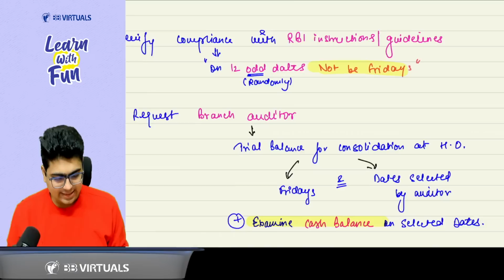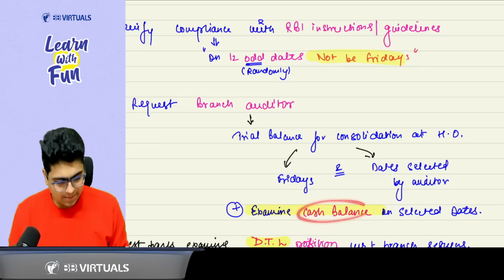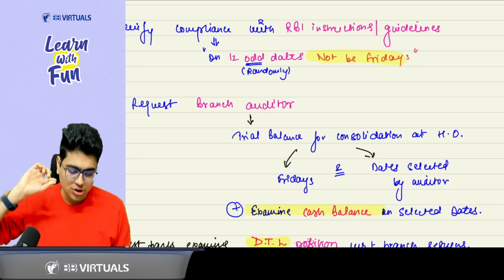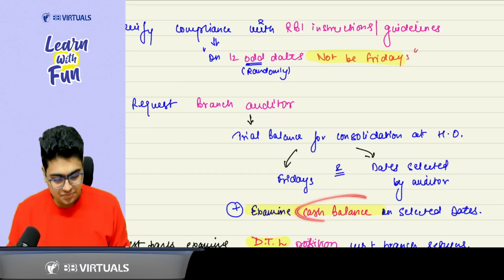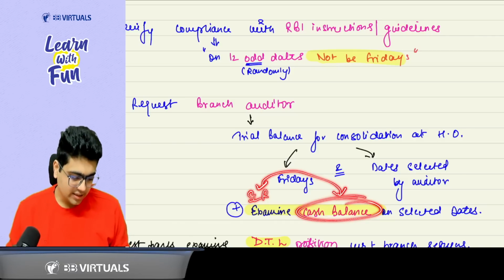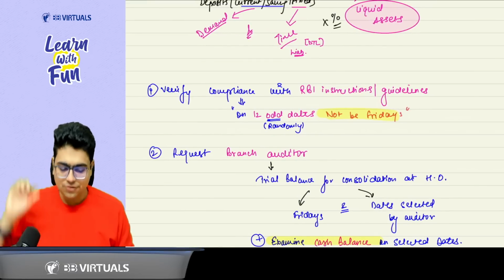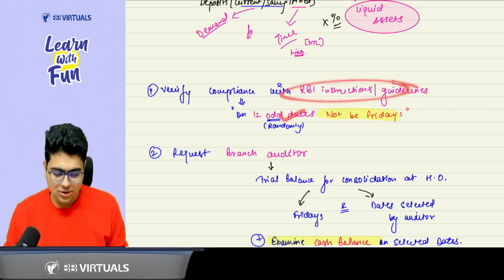So on these dates that the auditor has selected, he will examine the cash balance. Now the question comes, sir, why the cash balance? Arey Baba, you are checking the SLR, that is the liquidity ratio, and cash is the most liquid asset. So you need to check the cash balance on these dates. It's a very simple thing. RBI instructions and guidelines to be checked on 12 dates, which should not be Friday.